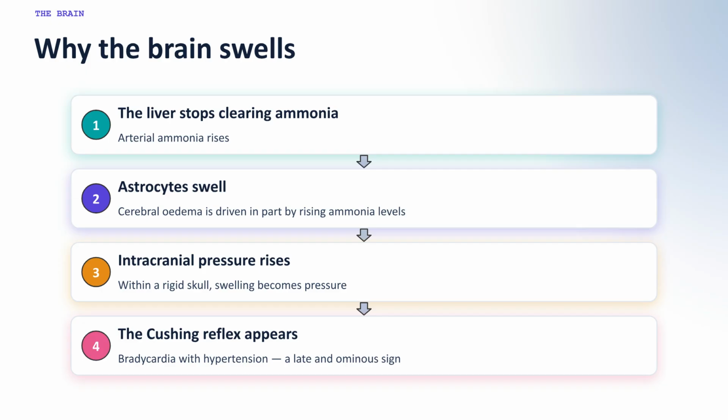Follow the mechanism. The failing liver stops clearing ammonia. Arterial ammonia rises, astrocytes swell, and cerebral edema in acute liver failure is driven in part by that rise. Inside a rigid skull, swelling becomes pressure. And when intracranial pressure climbs high enough, you get the Cushing reflex. Bradycardia with hypertension. That is a late sign and an ominous one. The goal of everything we do for the brain is to never see it.